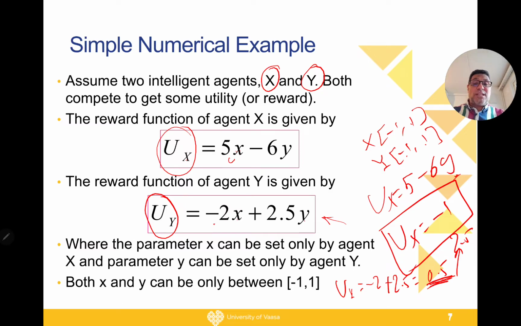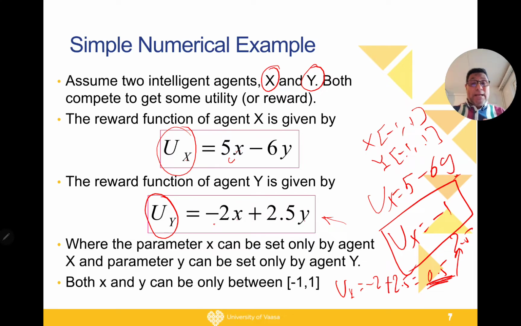So the solution where X equal to 1 and Y equal to 1, in this case we call it the equilibrium solution. Because if any of them deviates from this, the other party can benefit from this deviation. No one can do better than this.